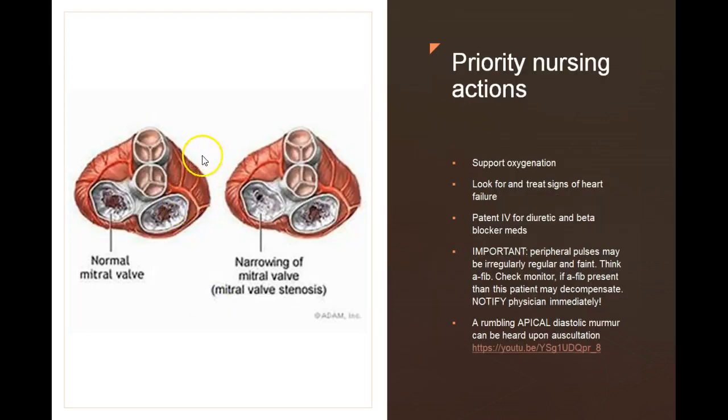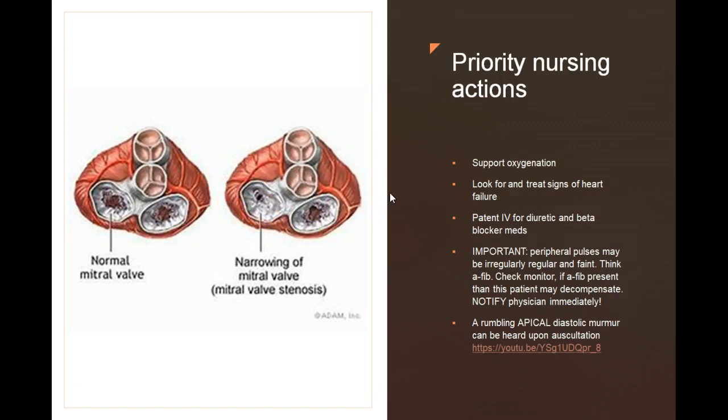Here's a picture on the left that you can see the normal mitral valve, and then on the right you can see that narrowing. You can see the smaller opening on the valve there that's not allowing an adequate amount of blood to go through.